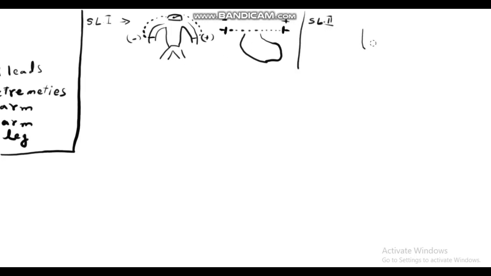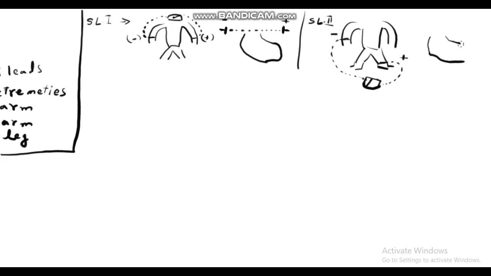Now let us see the standard lead 2, which is between the right arm and the left leg. The negative pole is on the right arm and the positive pole on the left leg, which will tell you about the deflection between these two. From the heart's point of view, the right arm is placed above and the left leg below, and the electrons flow from negative to positive charge.